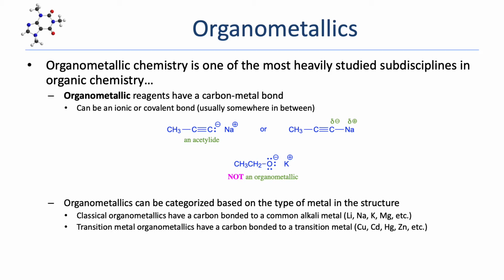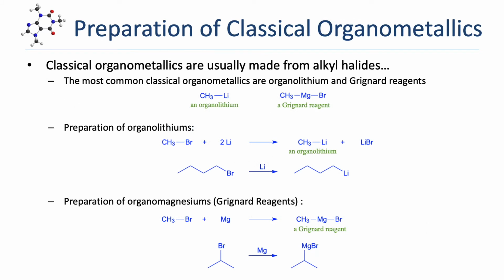Classical organometallics have a carbon bonded to a common alkali metal, such as lithium or magnesium. Transition metal organometallics, not surprisingly, have a carbon bonded to a transition metal, such as copper or zinc. The two most important types of classical organometallics are organolithiums and organomagnesiums, usually referred to as Grignard reagents.